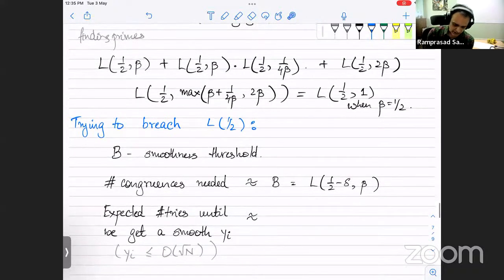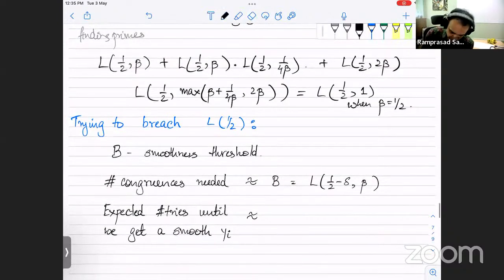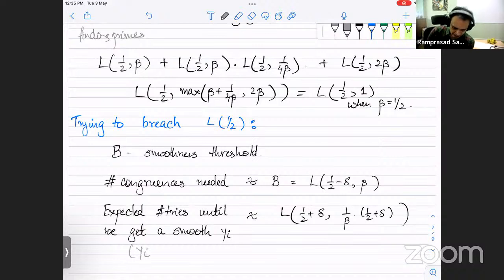The number of tries until we get a smooth yi was basically, what is this going to be? So this is going to be L of half plus delta comma 1 by beta into half plus delta. This is the number of tries you will end up needing. If all you know is that these yi's are less than or equal to capital N, then this is the best you can do.